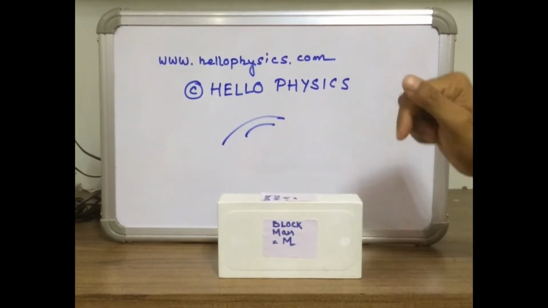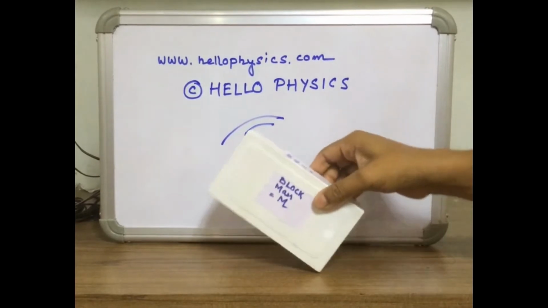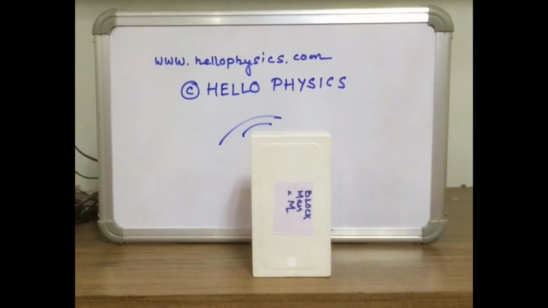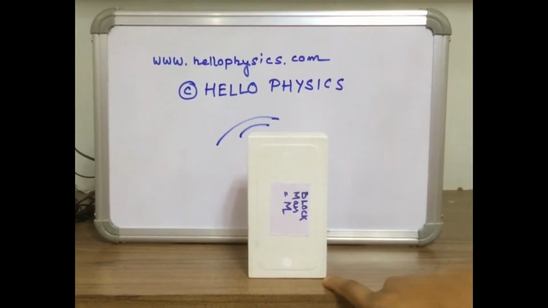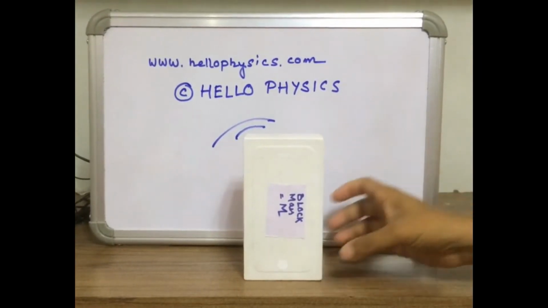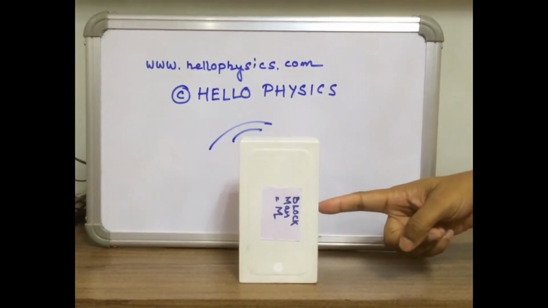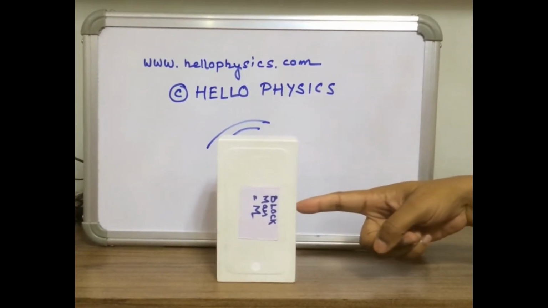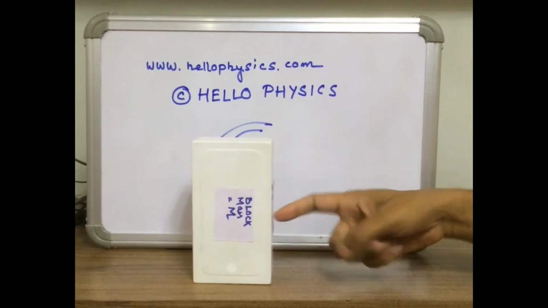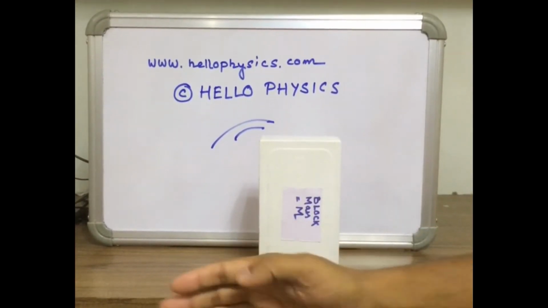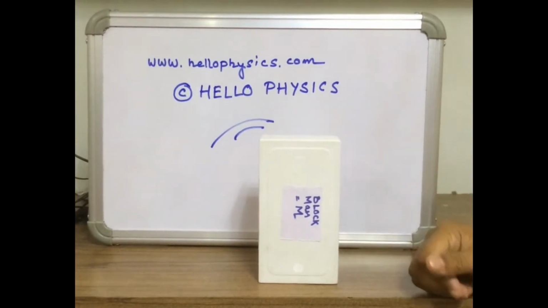Now, let me change the edge of the block which is in contact with the surface. I have taken a slightly smaller edge as my contact with the surface. Now again, I apply a force. You see that the block is moving towards the left, okay? It's having a translational kind of motion towards the left. There is no rotational motion.